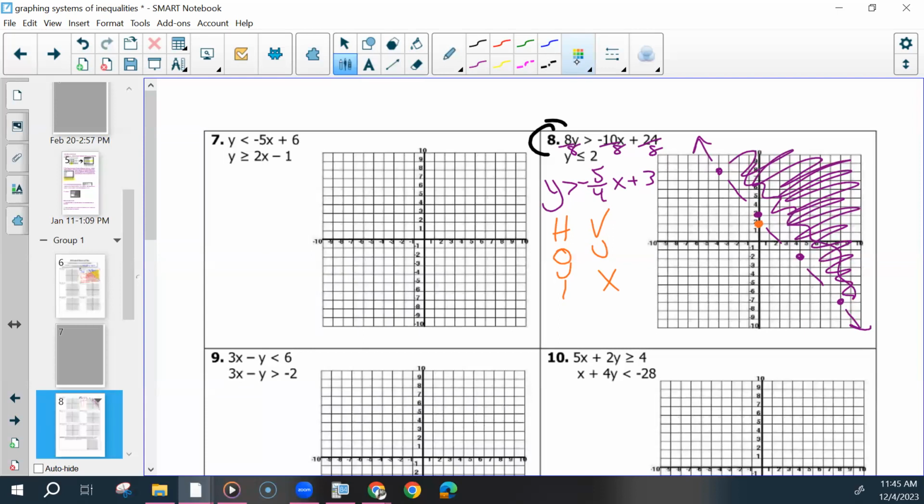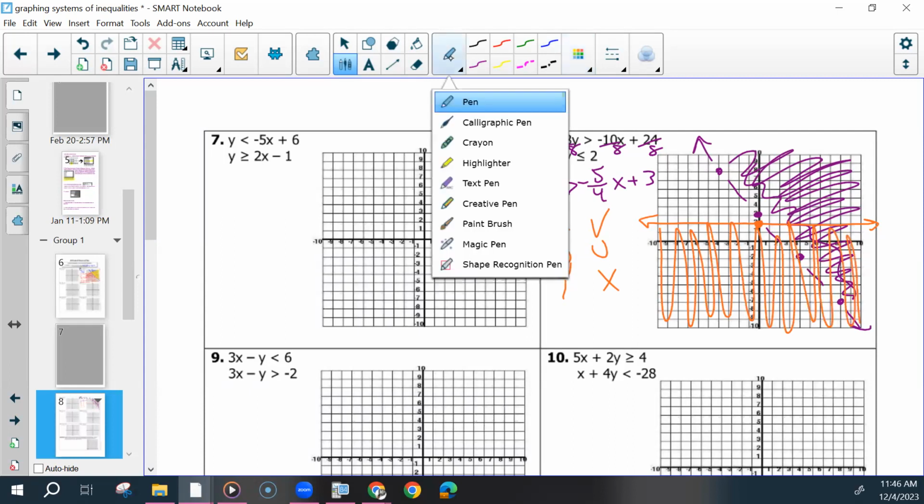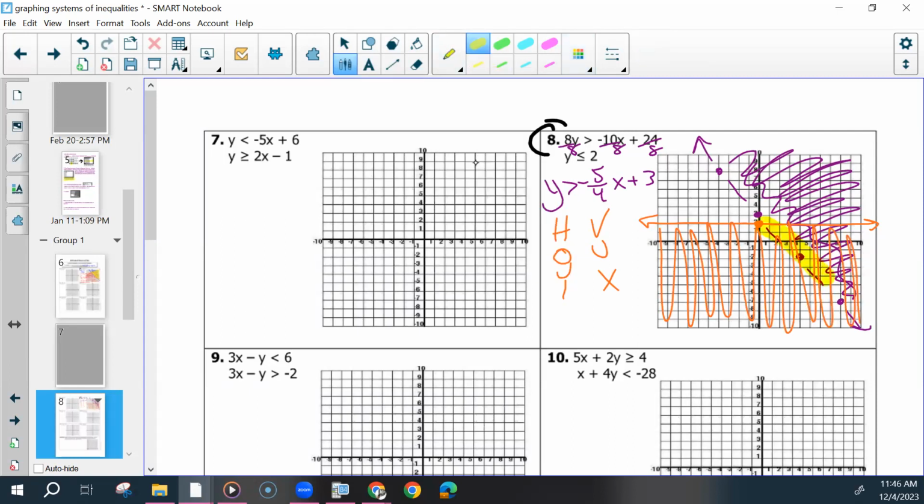Would this be dashed or solid? Would you say solid? So draw a solid line straight across. Would this be shaded above or below? Below, because it's less than. So everything down here. That would be the overlapping region. Questions on this?